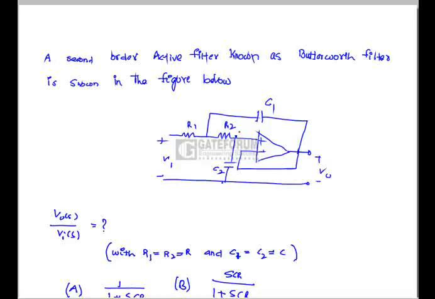Here, the potential here is V naught. Here the node potential is suppose VA. If we apply KCL at node VA and node V naught, then we will get two equations. If we solve those two equations, we will get the transfer function for this network as option C.